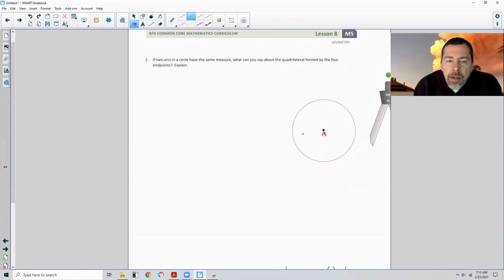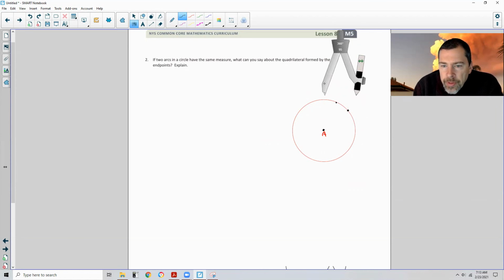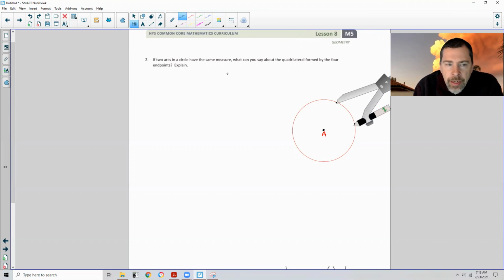Let's call it A. If two arcs in a circle have the same measure, so if I put a dot here and put a dot here, okay, let's make them further apart. How about right there? Well, how am I going to do another pair of dots the same distance? I'm going to put my compass on one dot and rotate this over and find out how far it is away by doing this. Okay, and let me see, I'm off the page. So let me move everything over.